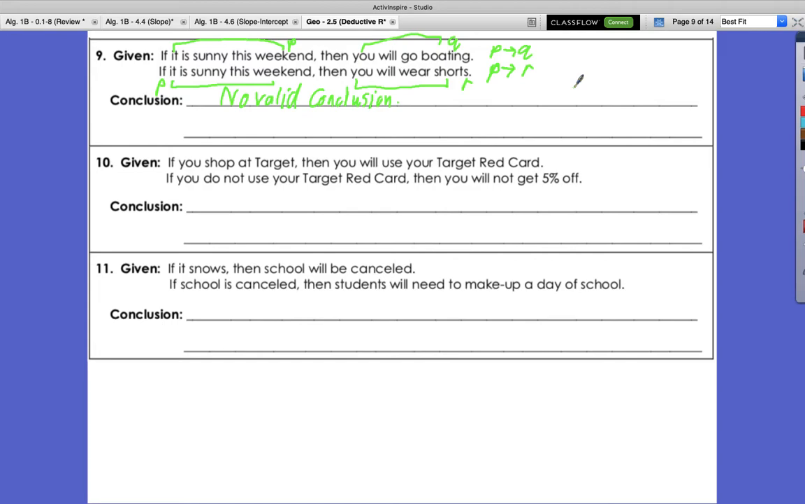10. If you shop at Target, then you will use your Target Red Card. Okay, well, you shop at Target, it's going to be P. You will use the Target Red Card, we're talking about Q. It's a new one. If you do not use your Target Red Card, then you will not get 5% off. So you do not use your Target Red Card. That's going to be not Q. Notice I add the word not. Then you will not get 5% off. And that's just going to be R.